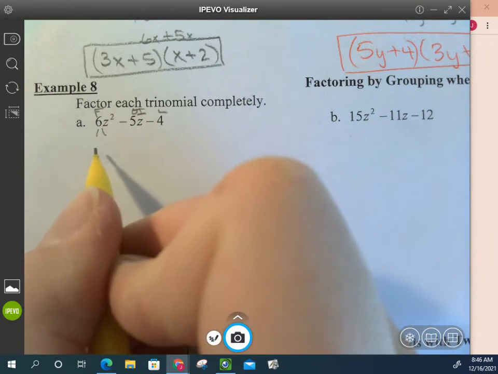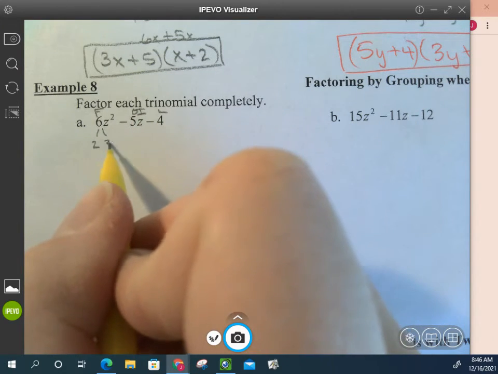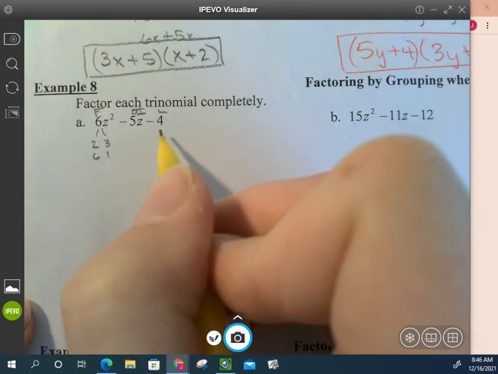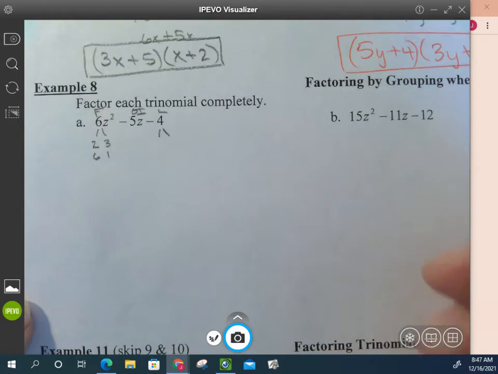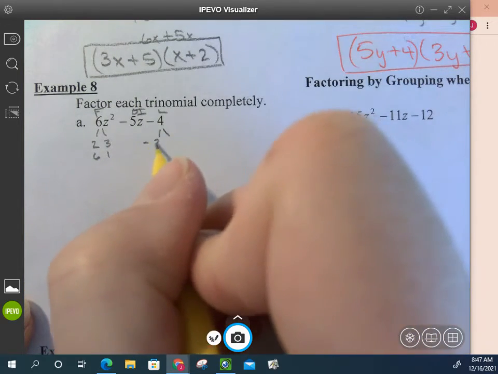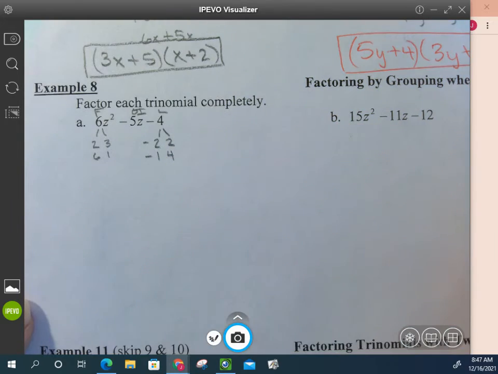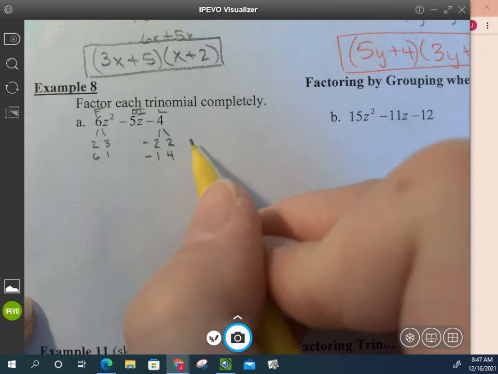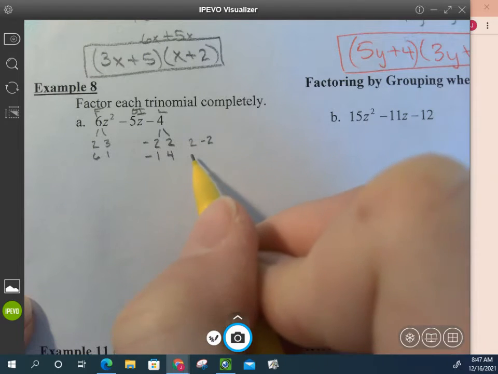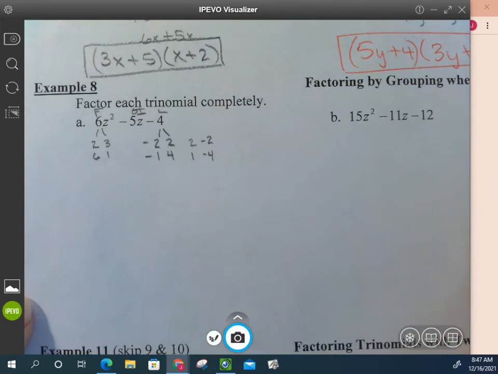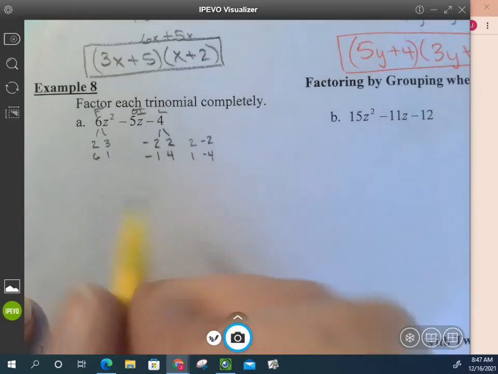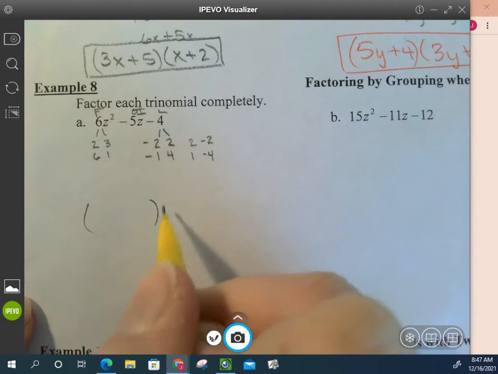What are my factors of 6? 2 times 3, 6 and 1. What are my factors of negative 4? Well, I could have a negative 2 and a positive 2, or a negative 1 and a positive 4. Now, we could also flip this. I don't normally write all the negative signs because I'm going to show you it's a pretty easy fix.